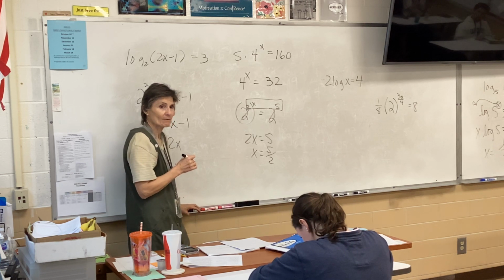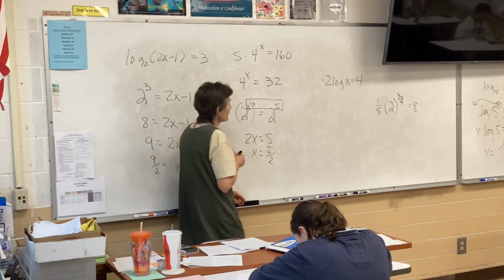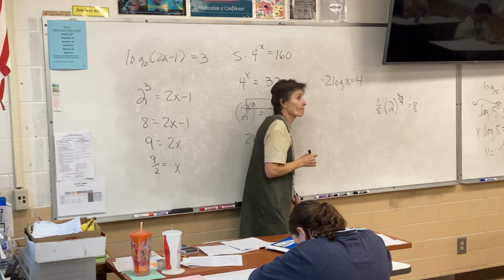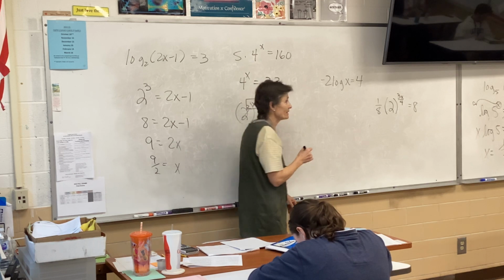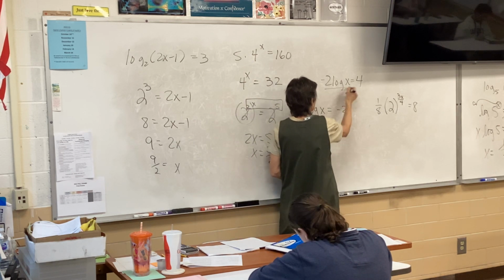Everybody kind of remember that from yesterday? All right, how about the next one? Divide by negative 10. Divide by -2, so log x equals -2.